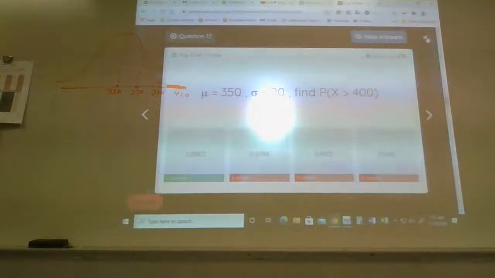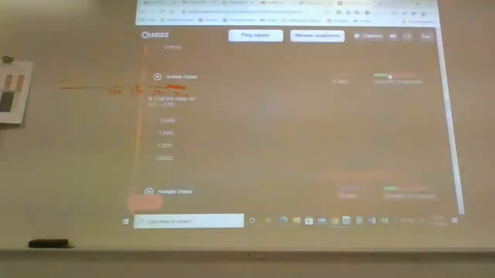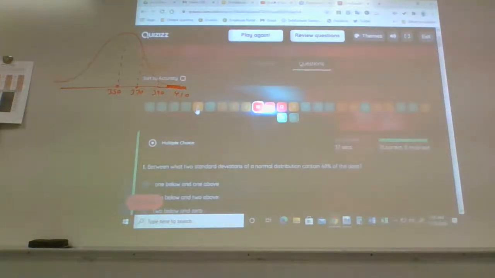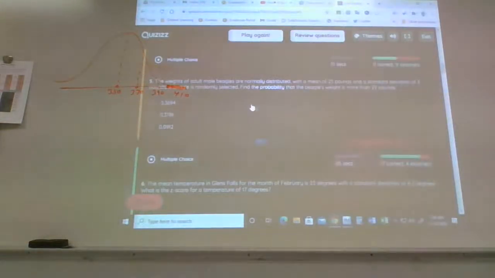Yeah. Let me take a look at one of them yellow questions, because the green ones, obviously most of you probably did those fine. But I definitely want to take a look at some of those yellow questions. Okay, 5, 7, 8, 9, hilarious joke. Let's see. Weights of adult male beagles are normally distributed with a mean of 15 and standard deviation of 3. A beagle is randomly selected. Find the probability that the beagle's weight is more than 29 pounds.